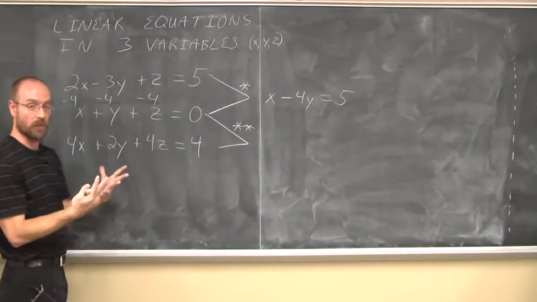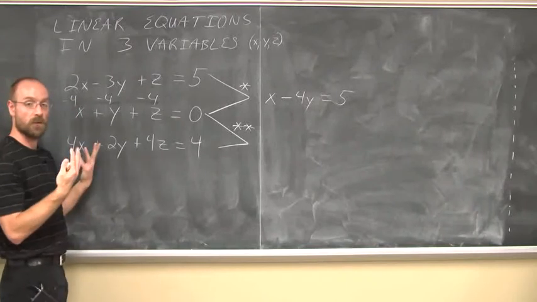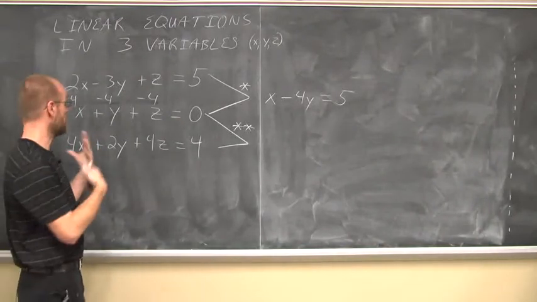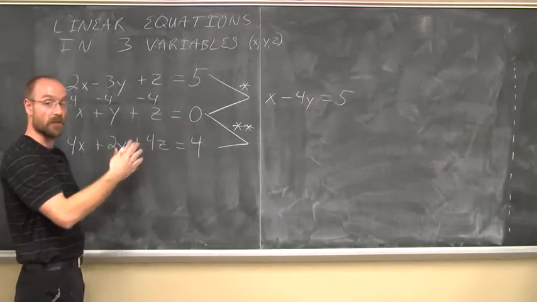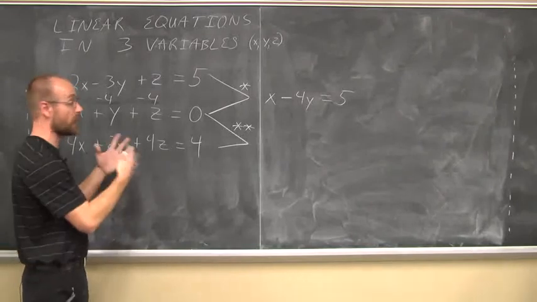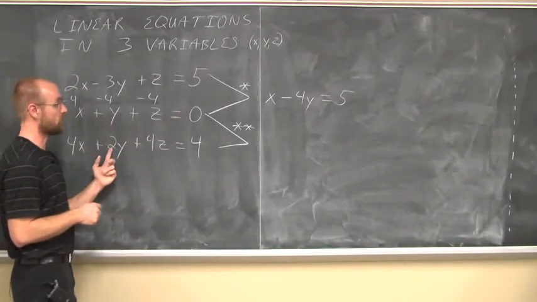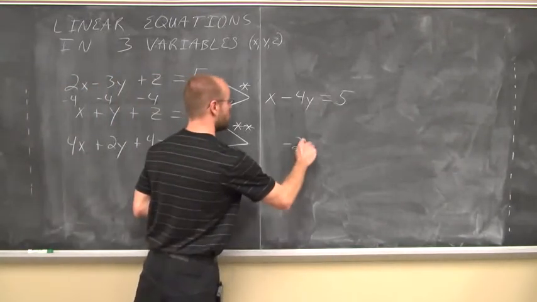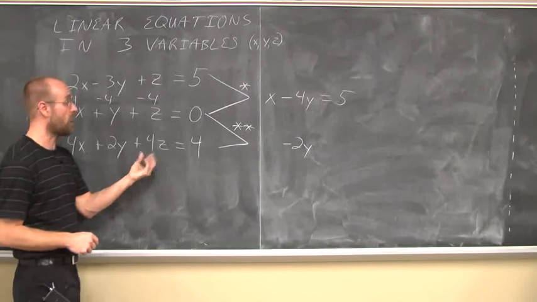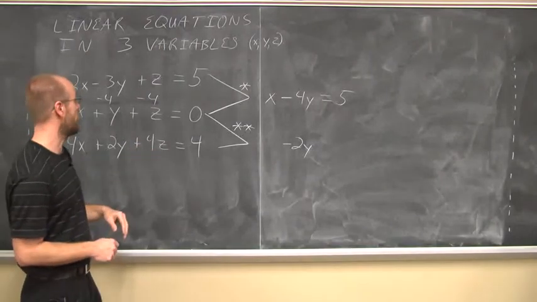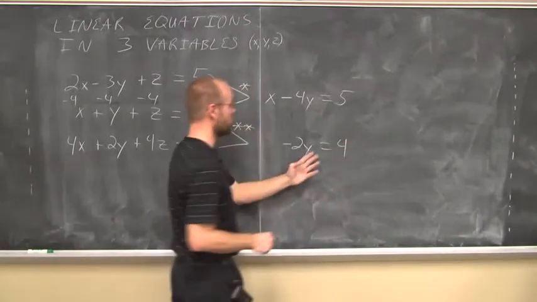And now we can do elimination once again. Negative 4x, positive 4x, no more x's. Sometimes variables will cancel themselves when we're trying to cancel another. And that's OK. That's actually good. That's going to help us as we move along. Here we have negative 4y and a positive 2y gives me a negative 2y. And negative 4z and positive 4z, the z's are gone. That was our goal, was to eliminate that. And then I have 0 and 4, which just gives me 4, equal to 4.